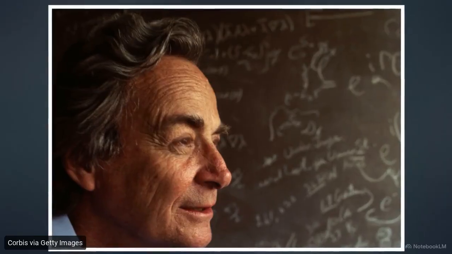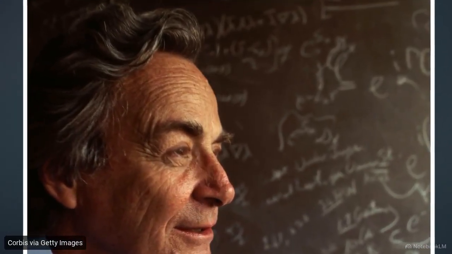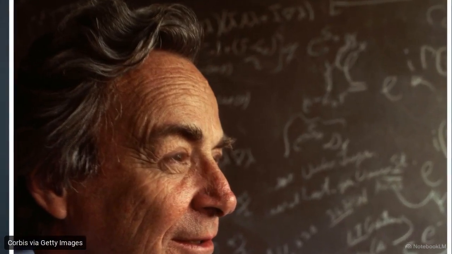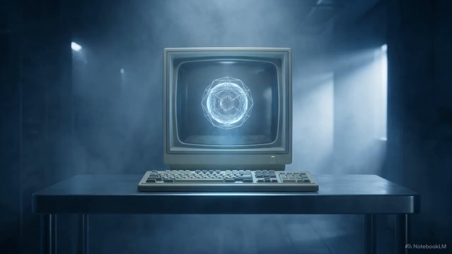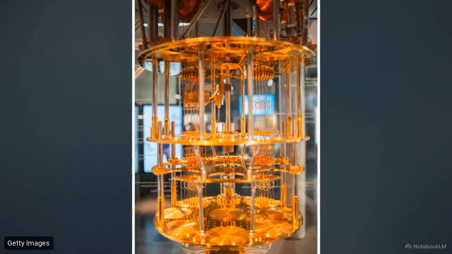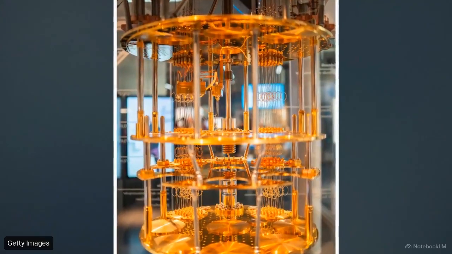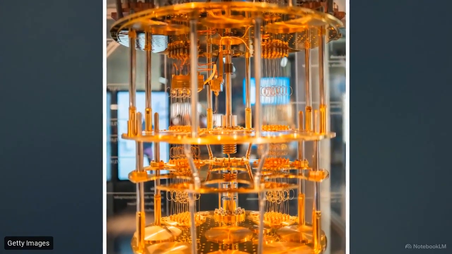In 1981, physicist Richard Feynman proposed a different path. He realized that to accurately simulate nature, science would have to build a computer out of the same quantum materials it was trying to study. This gold-tiered structure, resembling a high-tech chandelier, is the hardware required to isolate and manipulate individual subatomic particles.